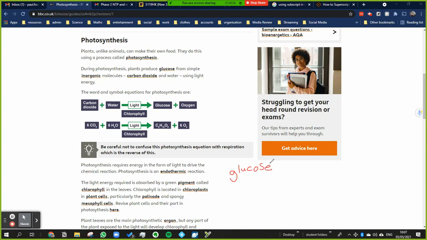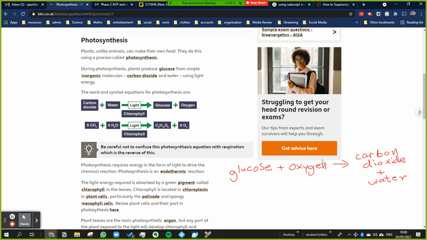So I write the stuff that's on the right, I write it on the left, and I do an arrow, and then the stuff that is on the left, I write on the right. So this is a chemical reaction called respiration, and it happens not just in plants, but in all living things. So that is what respiration is, and we can confirm that in just a moment.